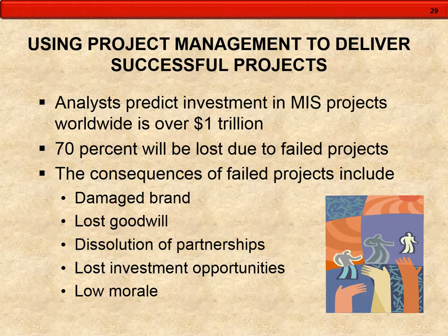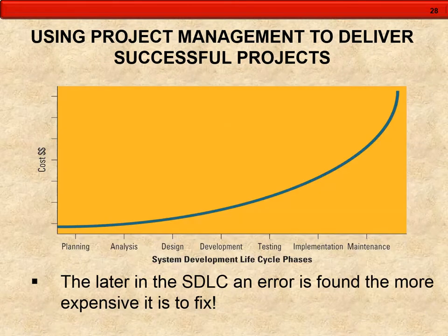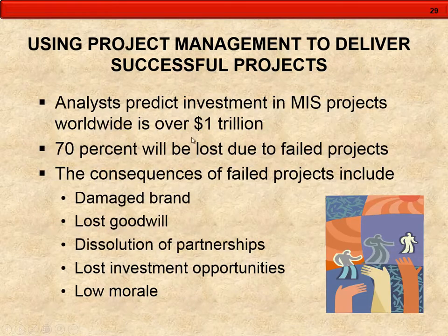Interestingly, analysts predict that investments in MIS projects worldwide is over $1 trillion. That's $1 trillion that someone somewhere needs to manage. There's a lot of money that can be made if you have a knack for project management. Being detail-oriented really helps. 70% of this will be lost due to failed projects. So if we pay attention to where errors are happening and catch them sooner, we can recoup some of this loss.